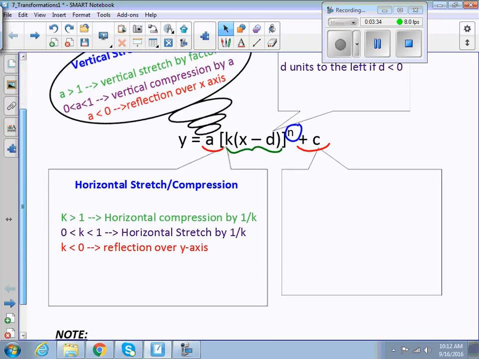And finally, c is a vertical translation. So if c is positive, you're going upward c units. And if c is negative, you're going downward c units.